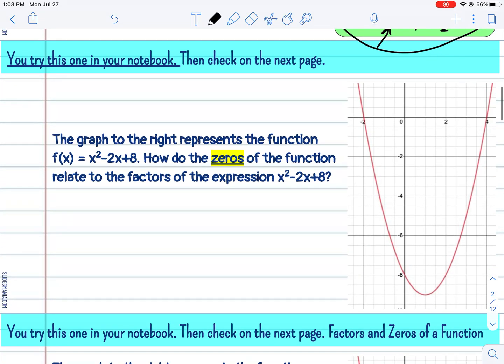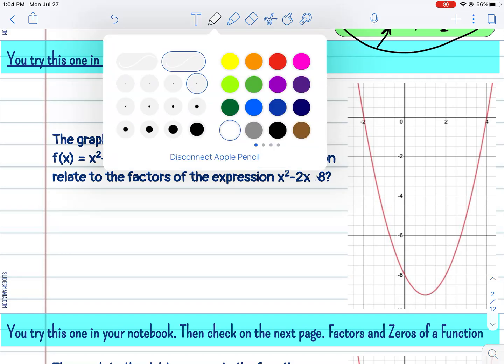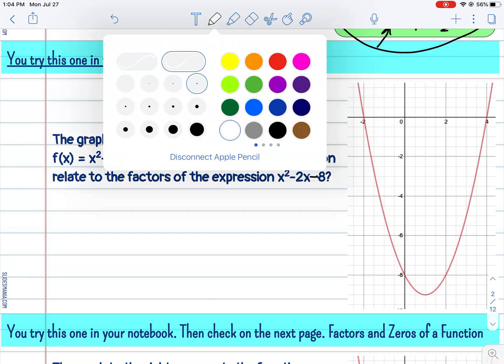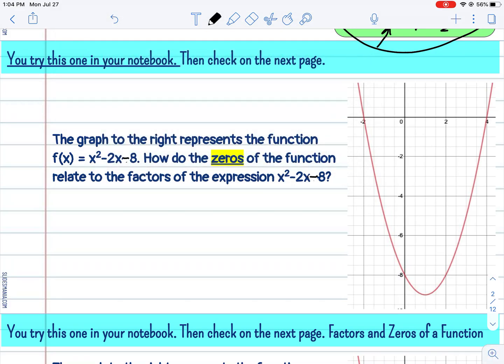Okay, so I want you to get your notebook out and I want you to try this one, and there's a little typo there that's supposed to be a -8. Let's see if I can maybe wipe some of that out. So x squared minus 2x minus 8 is what we're doing on this one. So can you tell me the relationship between the zeros and the factors of that expression? So hit pause and give it a try.